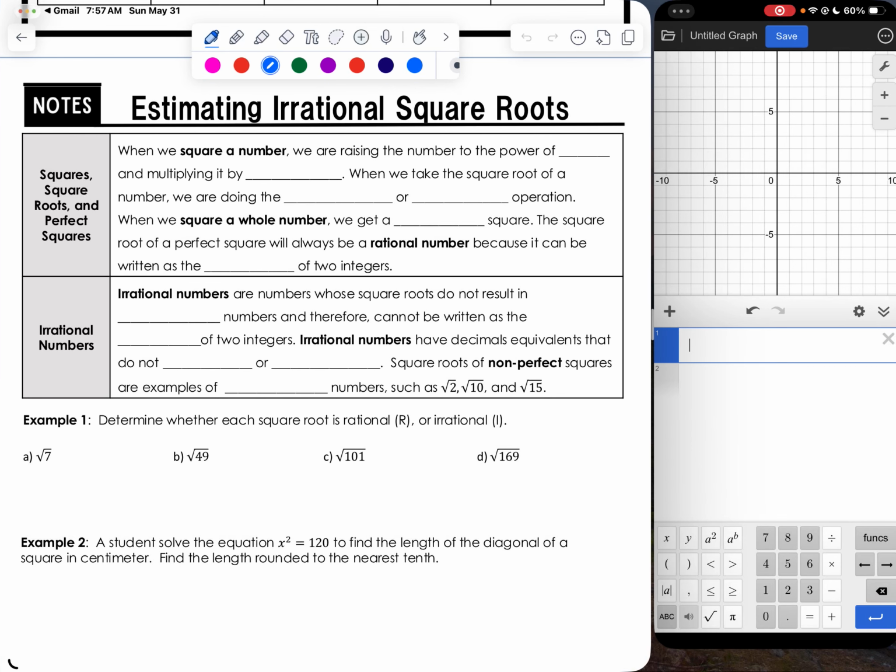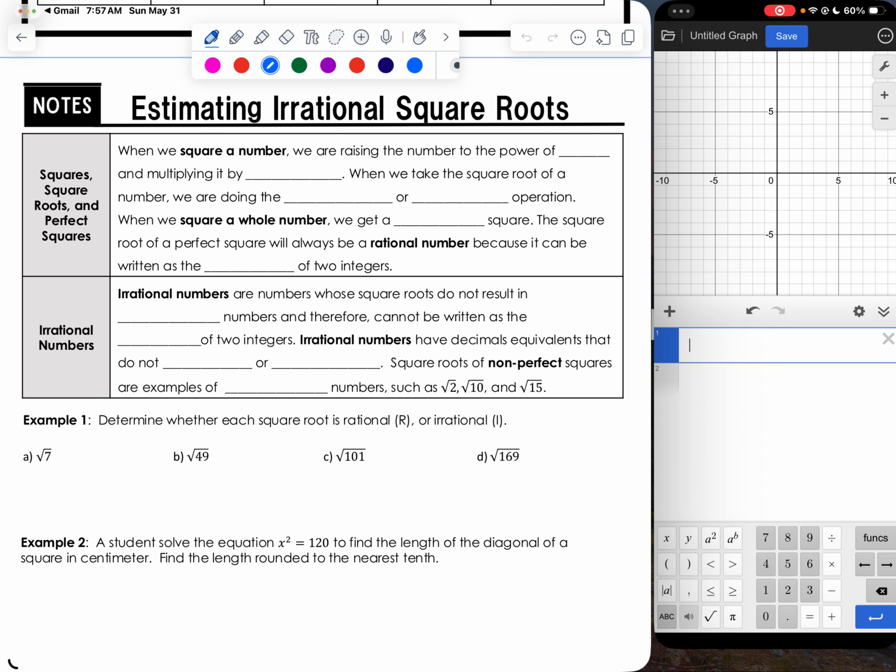In today's lesson, we will be estimating the value of irrational square roots and then plotting those square roots on a number line. Before we do, let's look at a few definitions. Now, in previous courses, you learned about squares, square roots, and perfect squares. But let's just do a brief overview on these terms.